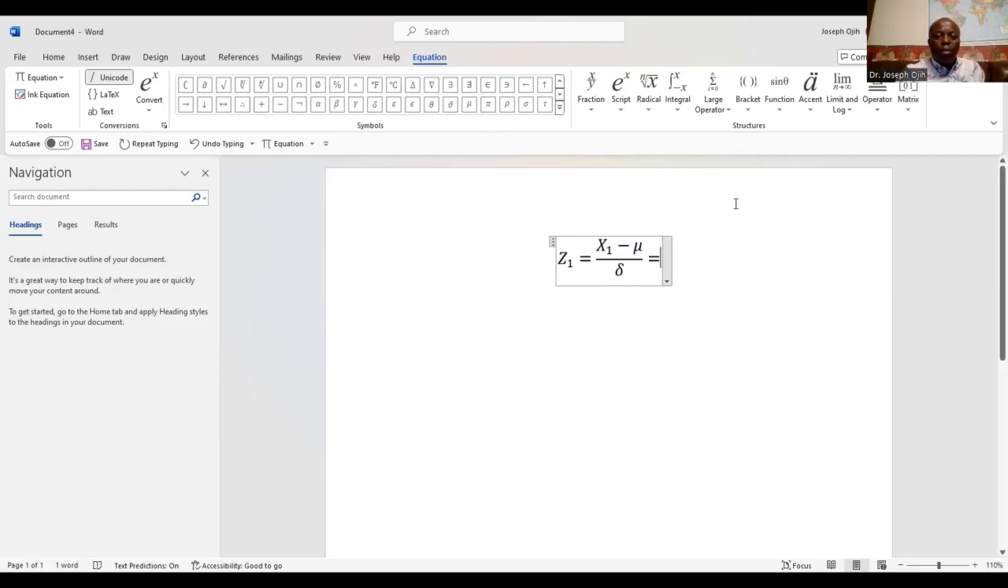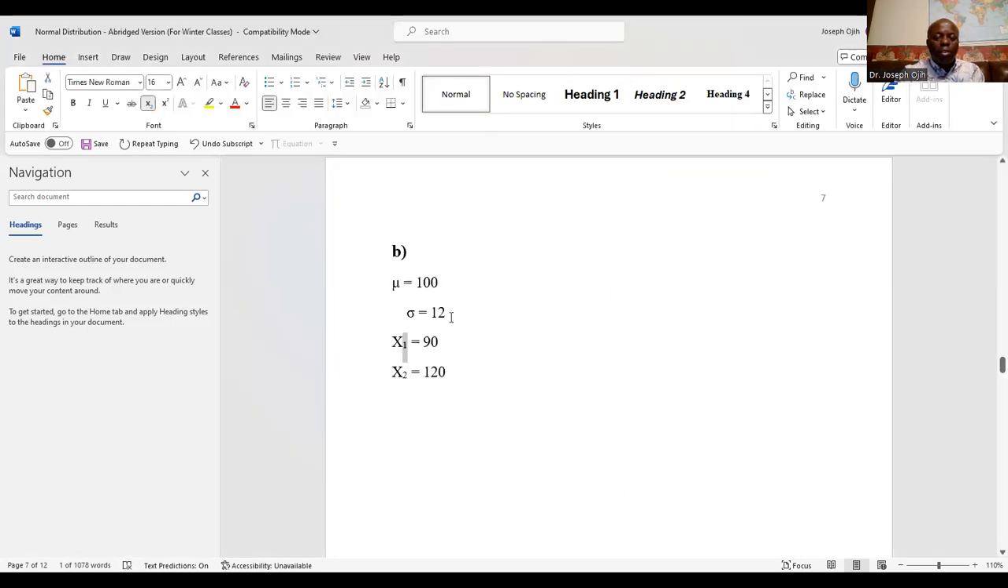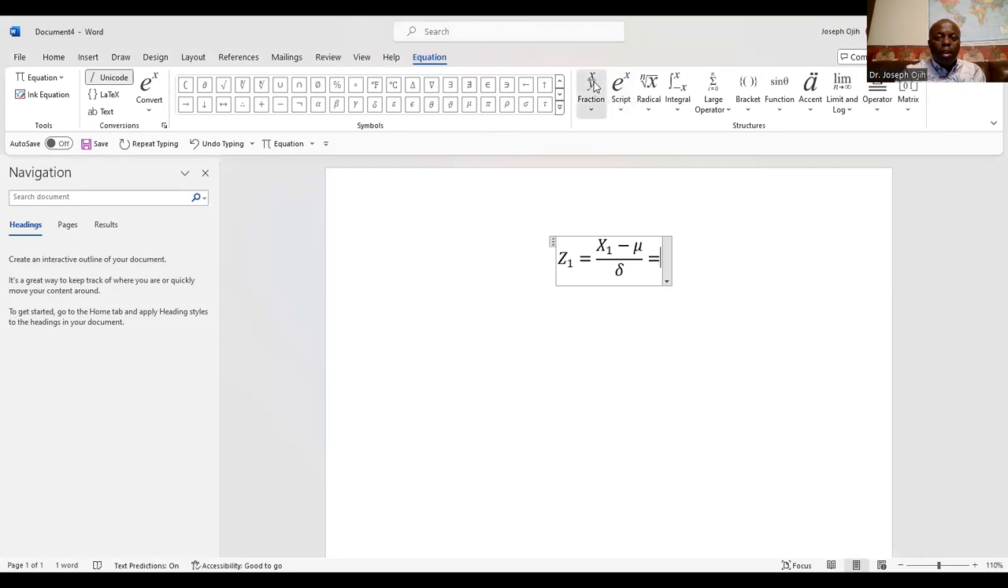Which is equal to, now we can put the numbers. Remember that our numbers are as follows: mean is 100, standard deviation is 12, and x1 is 90. So putting those numbers in, we have 90 minus 100 divided by the standard deviation of 12.